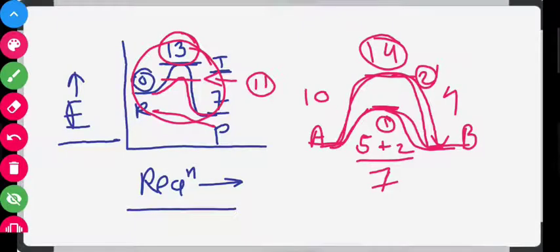Without catalyst, the height of the slope is more, so that means it needs to absorb more energy and then release more energy. That's why it will take comparatively more time. In the second case, the height of the slope is comparatively less, so it needs to absorb less energy and release less energy. That's why different energy values are used, and that's why a lower height gives us a faster reaction.